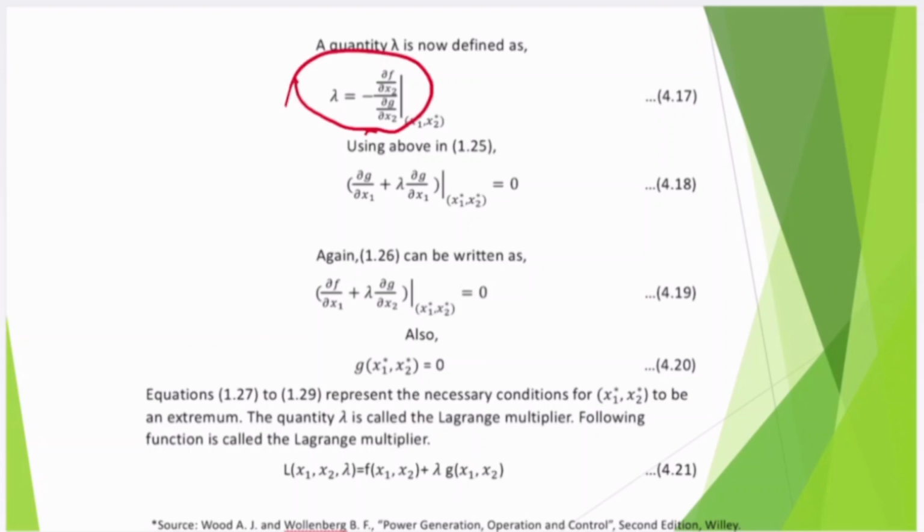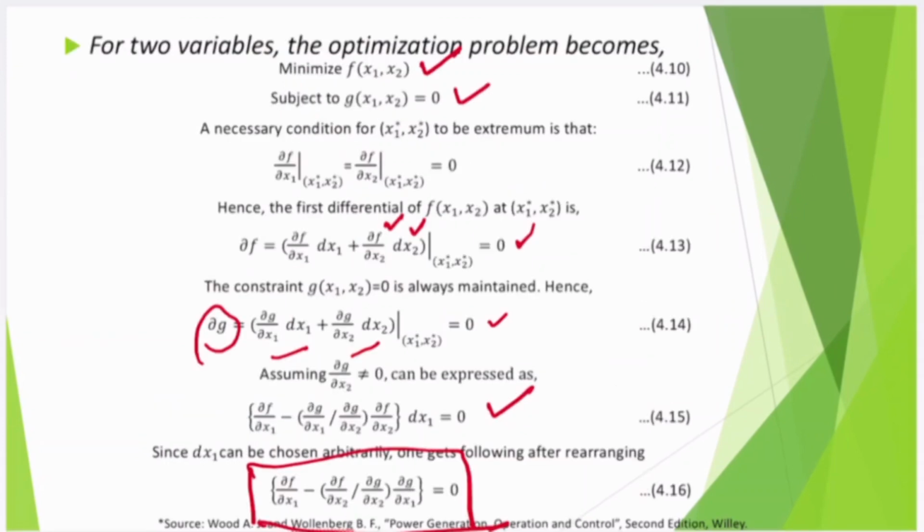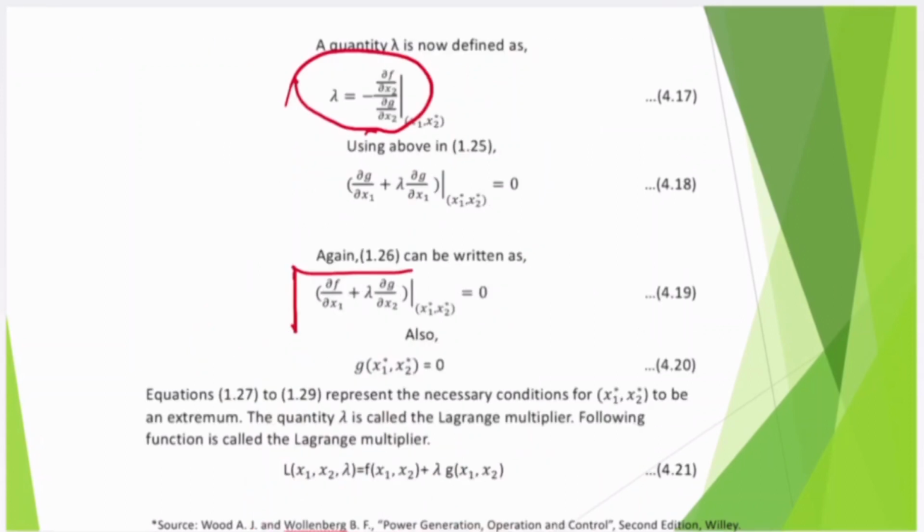And when you substitute this value of lambda, my original equation that we have discussed, just a minute, if I go to the previous one, that 4.16, okay, 4.16. So this equation is basically 4.16. It can now be rewritten as dou f upon dou x1 plus lambda times dou g upon dou x1 equal to 0. So this is a very, very important expression for the two variable constraint optimization equation.